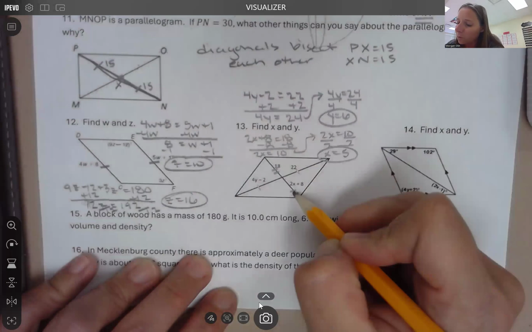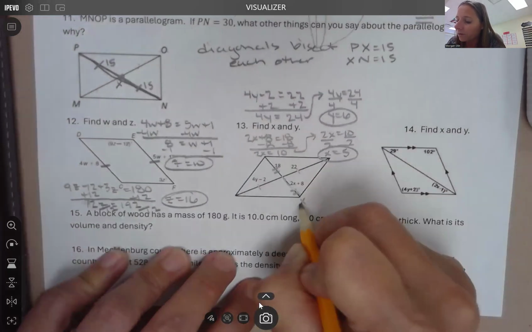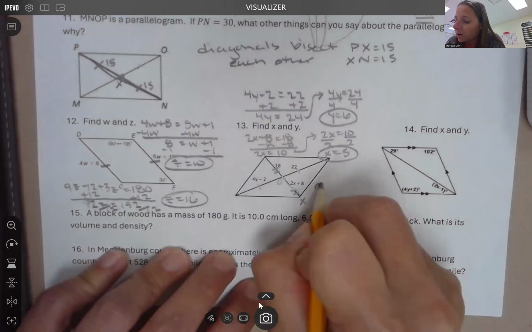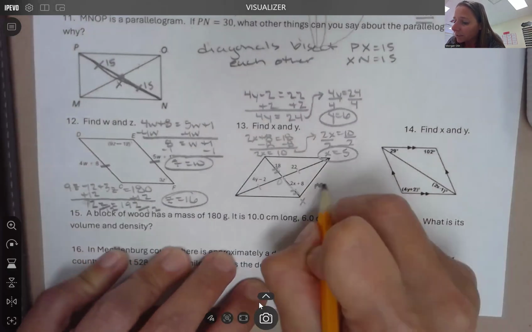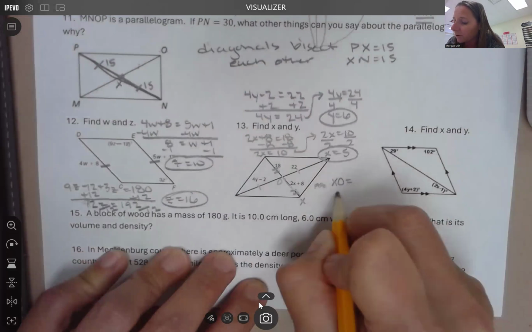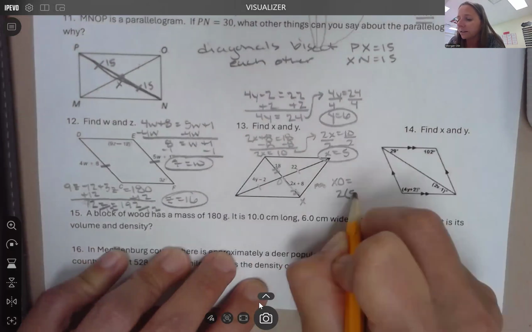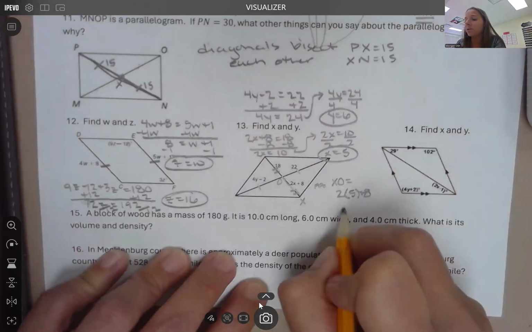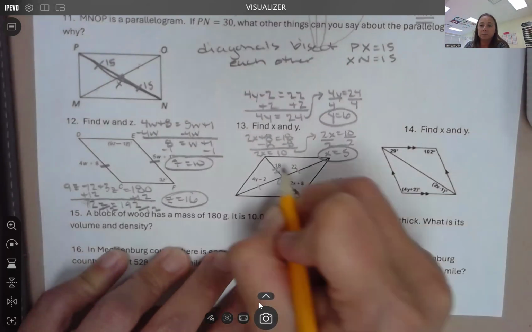Because say if they wanted this segment right here, what if I call it XO? If I want the measure of segment XO, what I would do is I would say 2 times, we found x to be 5, plus 8. All right, and I get 18. Now, we should already know that since that's 18, but you can also check it that way as well.